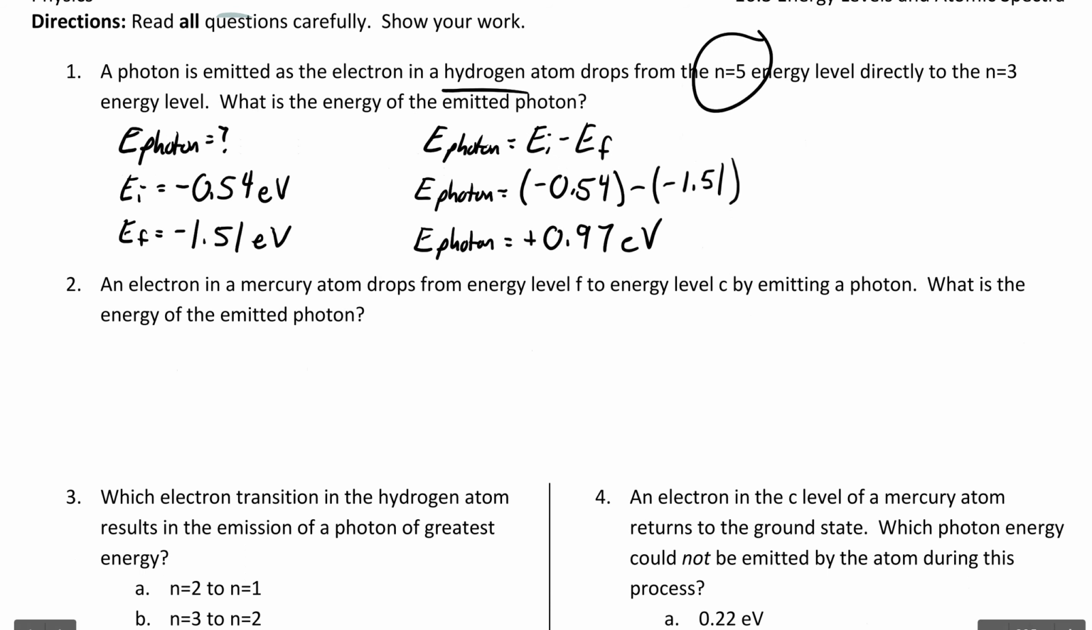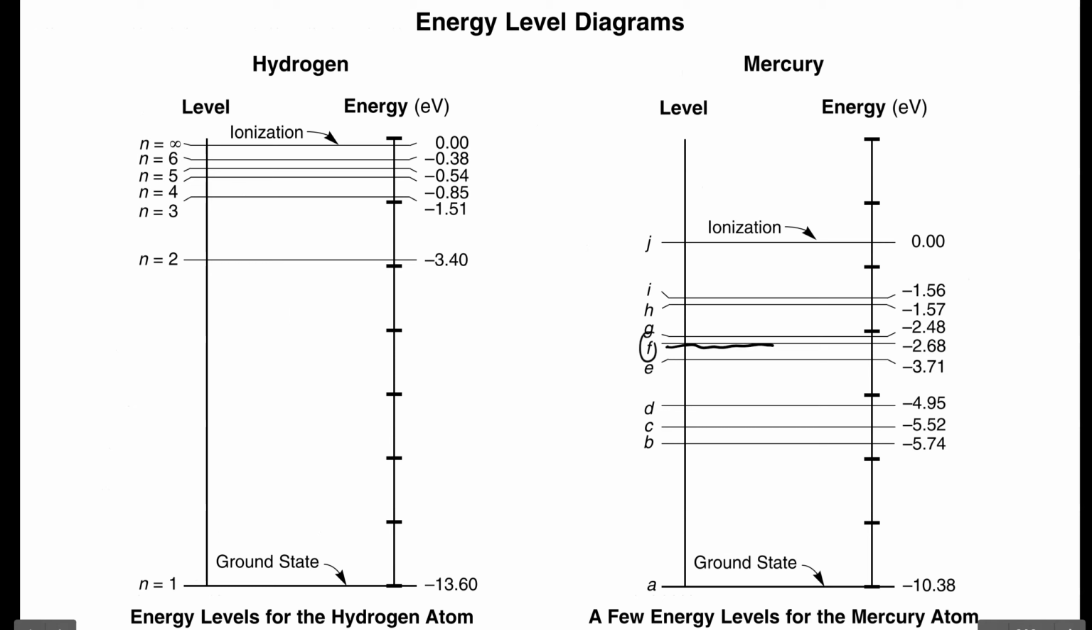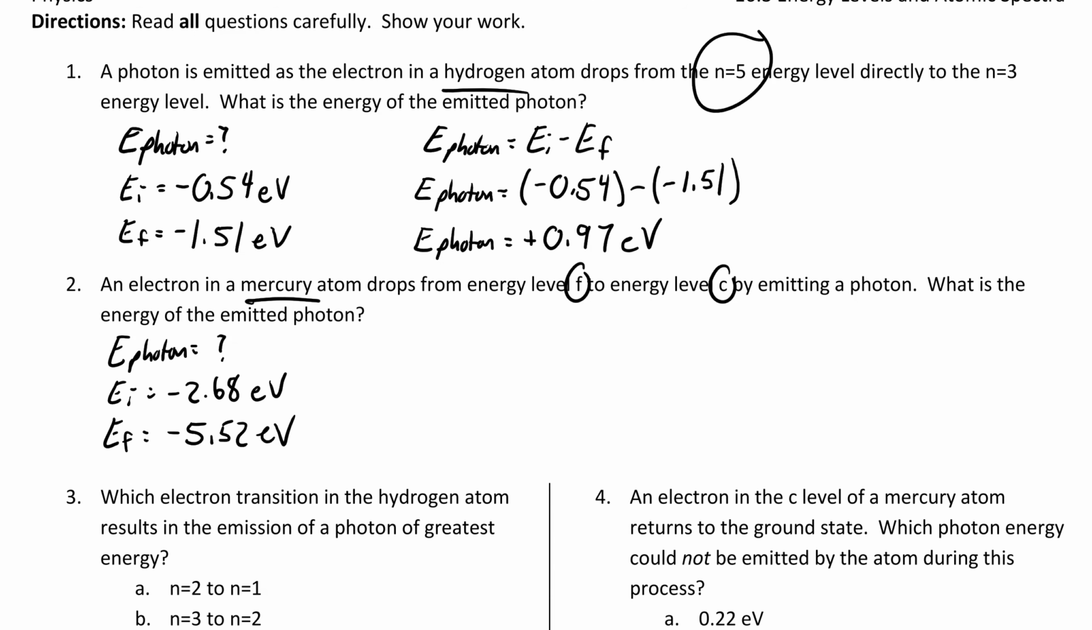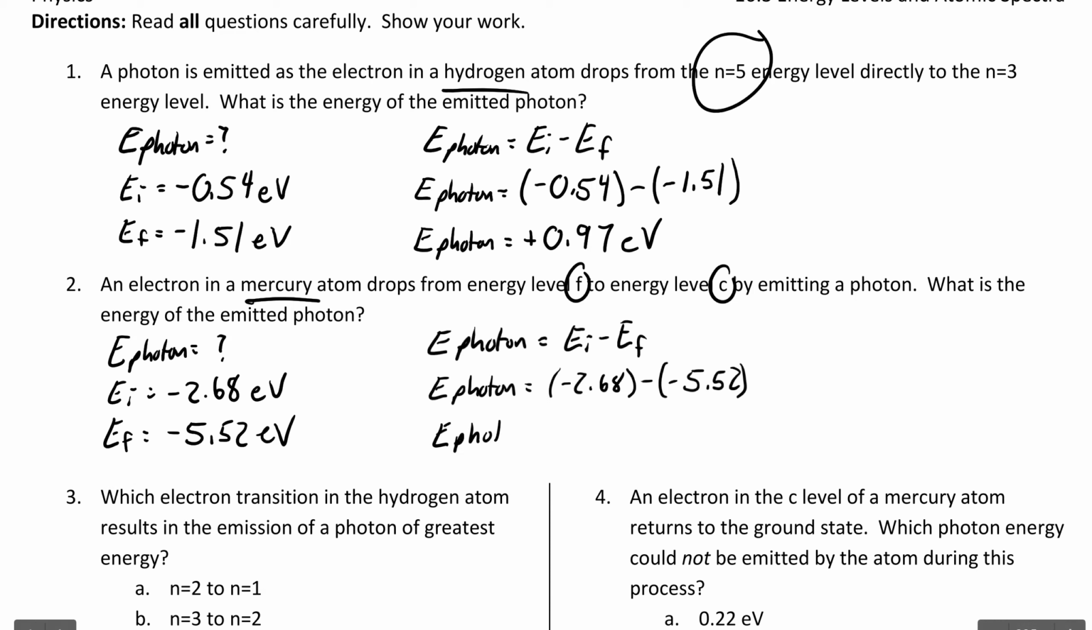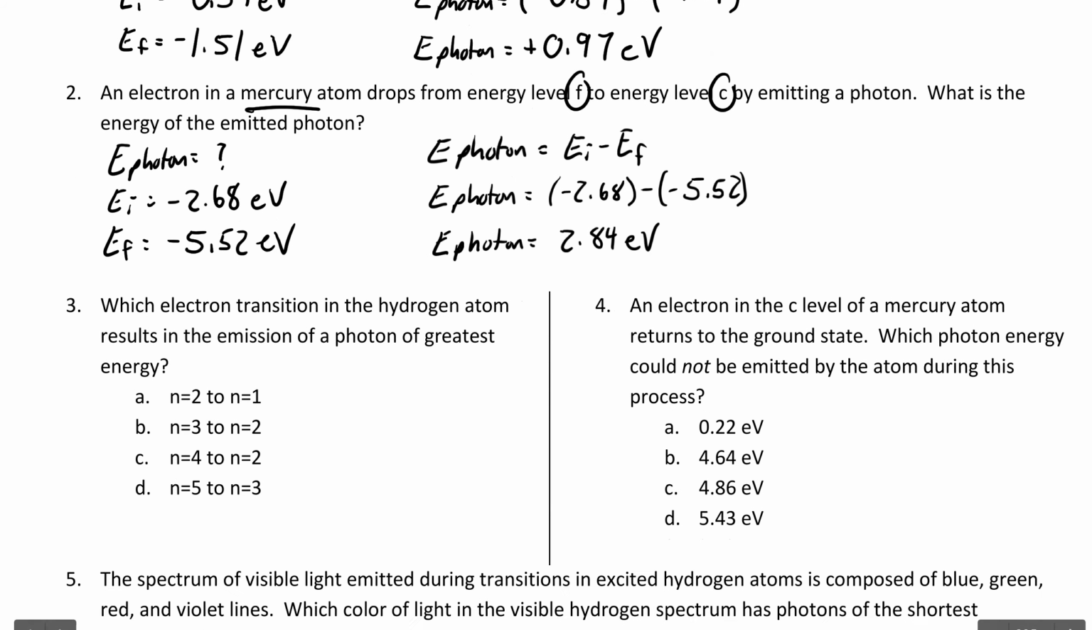Number 2, an electron in a mercury atom, so it's going to be different from the hydrogen one, drops from energy level F to energy level C by emitting a photon. What is the energy of the emitted photon? So same deal. We're looking at F and C in a mercury atom. F is negative 2.68 and C is negative 5.52. Write your equation, substitute, and solve. You get 2.84 electron volts. That is the energy of the photon that is emitted. That's where the energy goes when you drop down from F to C.